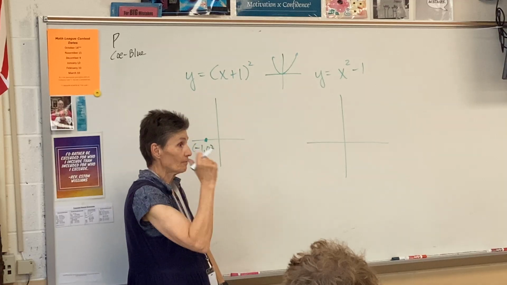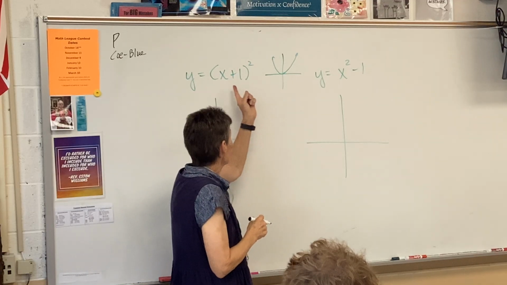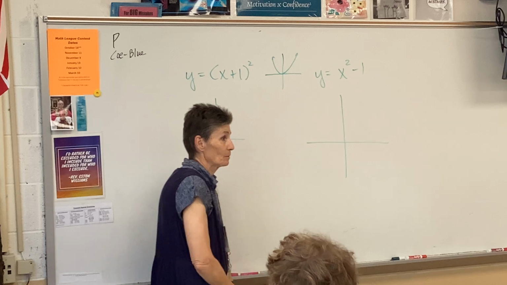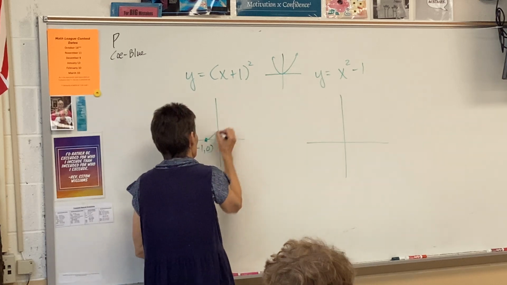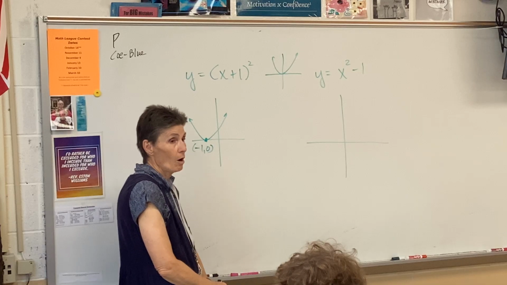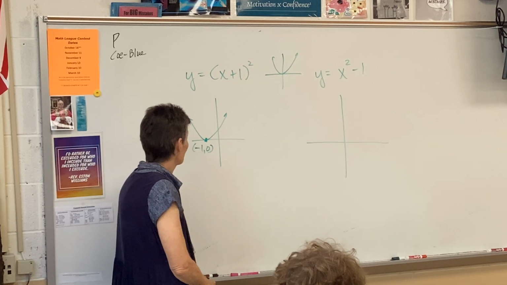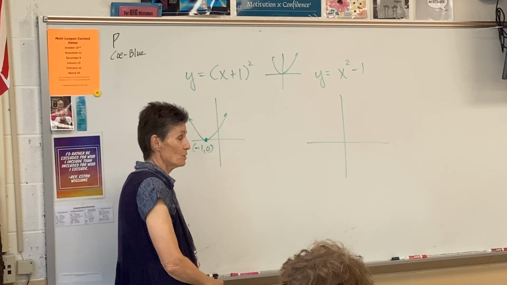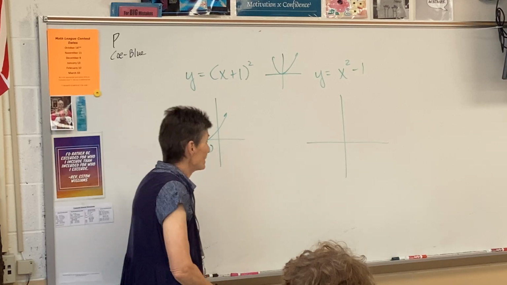Plus is left, minus it would be right. So, here's my picture. That's all I have to do, is draw my curve, 1 unit to the left. Alright, now what does this one do?